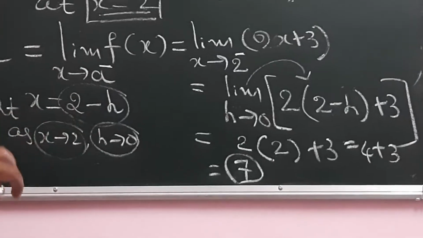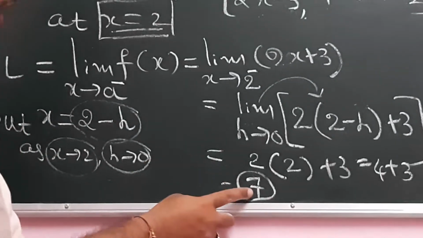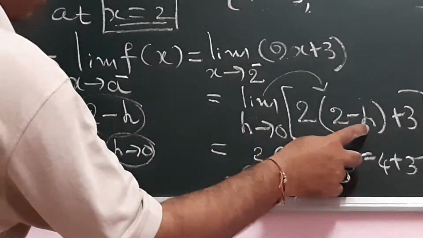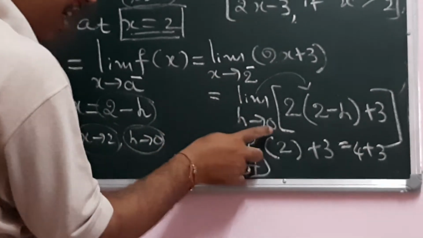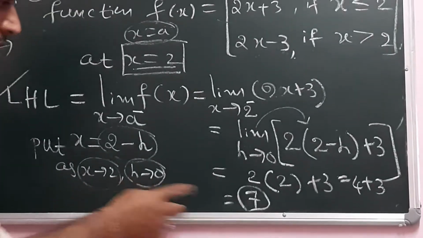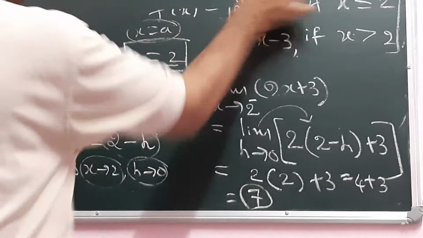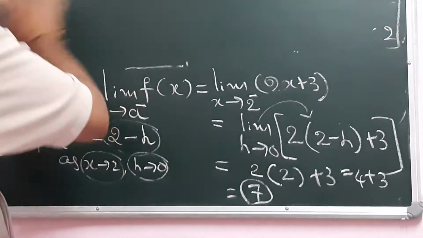Similarly, we have to calculate the right hand limit also. So the left hand limit I got as 7. What I did was put x equal to a minus h, that is 2 minus h, and x tends to 2 means h tends to 0. So as x tends to 2, h tends to 0, I got 7. So the left hand limit is 7. Okay, let us continue to work out here.